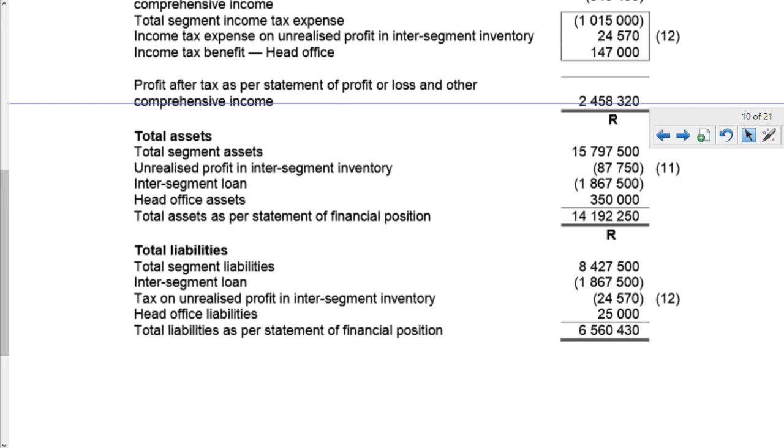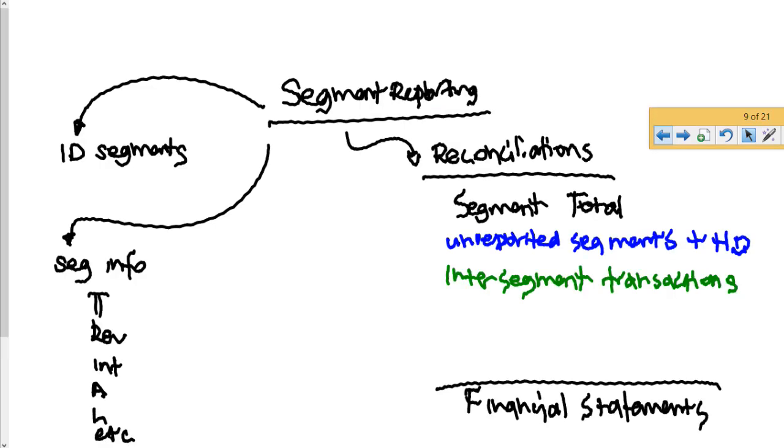So primarily, your reconciling items between the segment total and the financial statements are these two. Segments that I'm not reporting and inter-segment transactions. Okay, but there's one big one that's missing here that for some reason, we don't see it in the questions that they have in the assignment. But then when you start looking at the exam papers, it's all over the exam papers. And it's got to do with non-cash IFRS adjustments. Okay, so let me explain this to you.